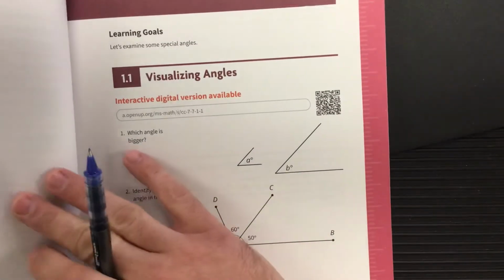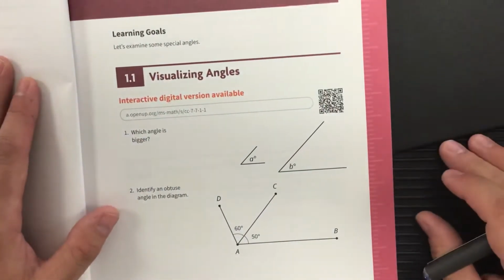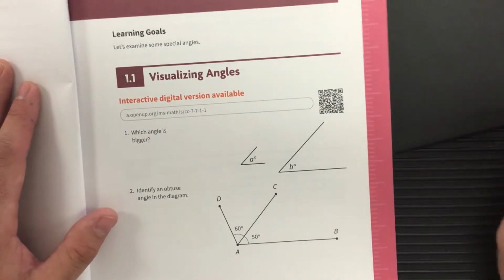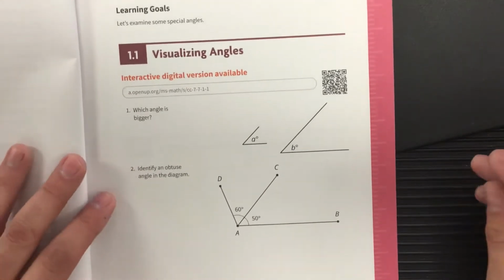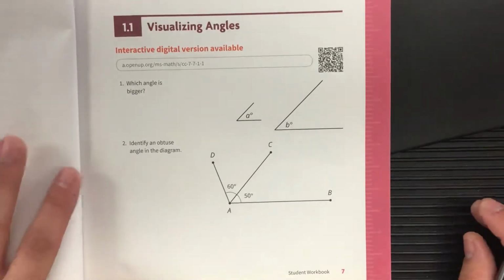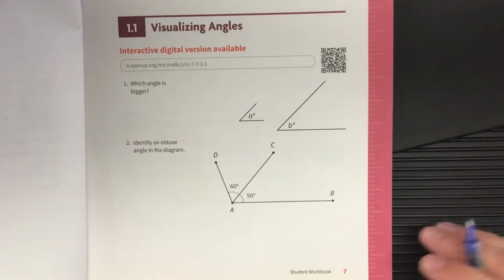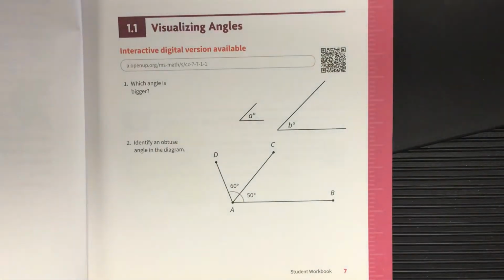So the first lesson, visualizing angles. We're just going to talk about angles here, probably the next 3 days, and talk about how to measure them more exactly as we go. So I'd like you to answer questions 1 and 2. In your opinion, which one is bigger? And then identify an obtuse angle in the diagram on the bottom. Go ahead and answer those two. I'll give you about 30 seconds to do so.